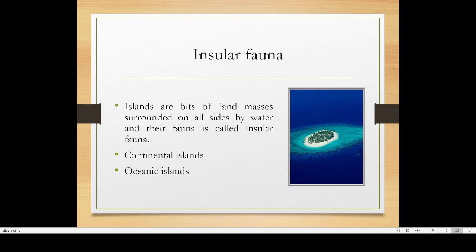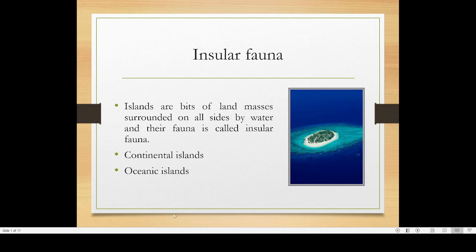So regarding the island fauna or insular fauna, basically what is an island? Simply you can find a definition. Islands are bits of land masses surrounded on all sides by water. So here you can see that a land area which is surrounded all around by water is called an island. And their fauna is called insular fauna. We cannot call it island fauna, even though we can commonly say it is an island fauna. So insular fauna means fauna present in an island.